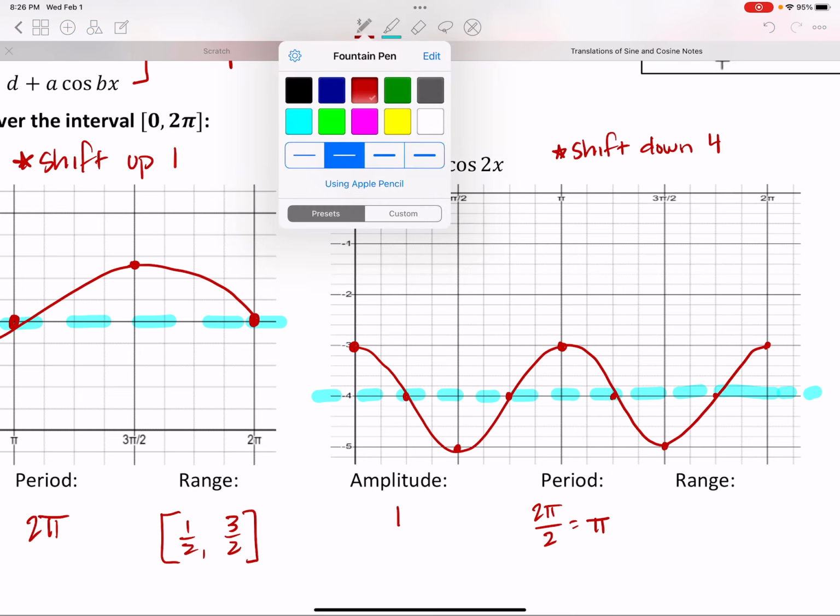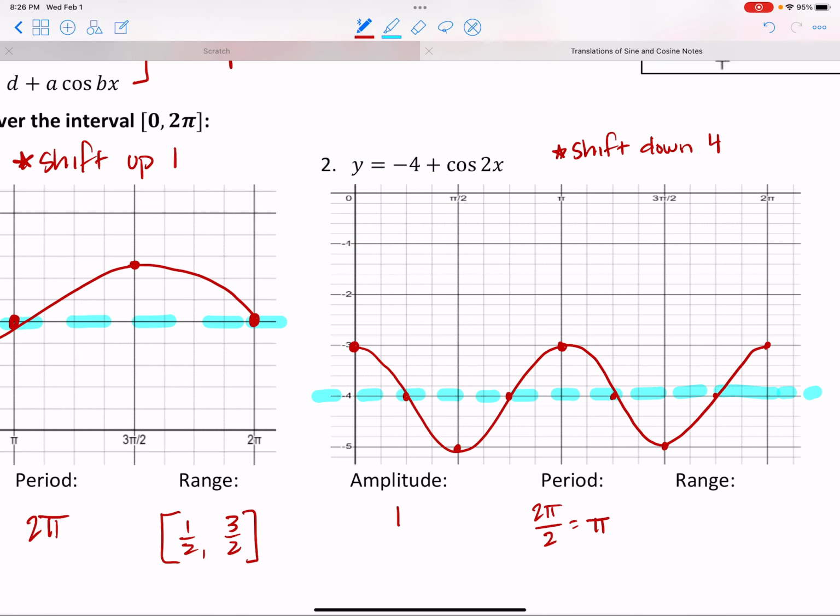And now I can easily see my range. The lowest would be negative 5, the highest would be negative 3. So negative 5 to negative 3. And again, we could take that shift down 4, and since the amplitude is 1, we add 1 to get to the negative 3, and then we subtract 1 and we get to the negative 5. So we can use the amplitude and that shift to see the range, or just read that from the graph. Okay, so those are the vertical translations.